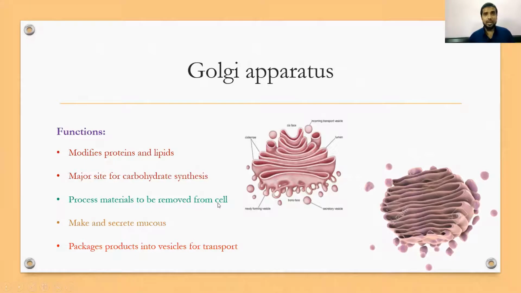As I've just said, unwanted materials will be taken up by the Golgi apparatus, and that will be given out in the form of vesicles. Those vesicles will be consumed by lysosomes and removed. We'll see in the video how it actually happens. And then it makes and secretes mucus and packages products into vesicles for transport. As I've said, it removes unwanted particles or substances within the vesicle and takes them away. So it is also responsible for the transport of materials.